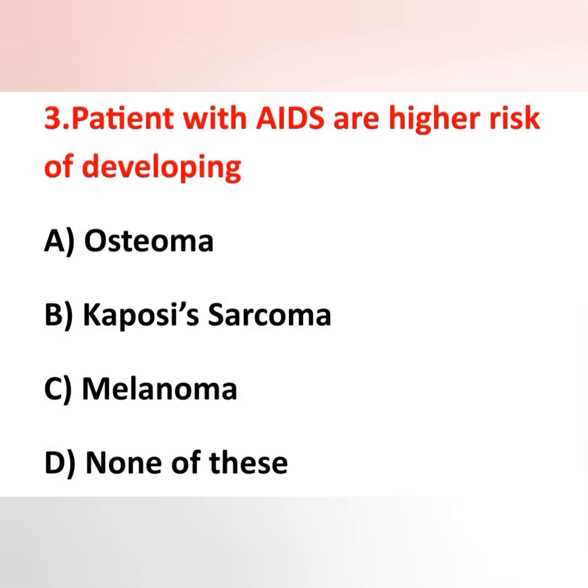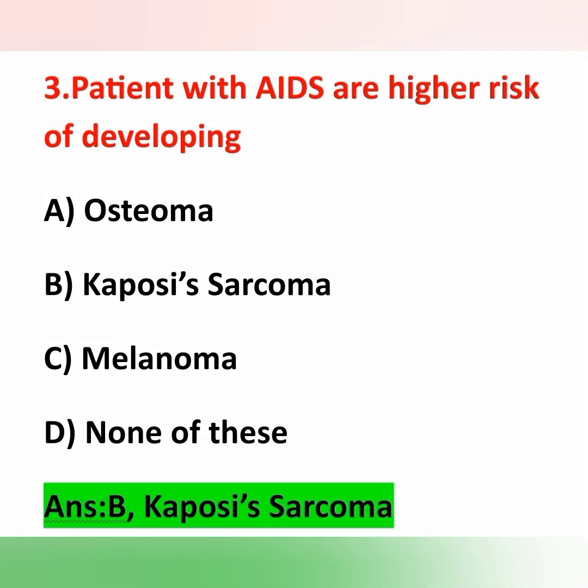Question number 3. Patients with AIDS are at higher risk of developing. Option A, osteoma. Option B, Kaposi's sarcoma. Option C, melanoma. Option D, none of this. Question is, patients with AIDS are at higher risk of developing Kaposi's sarcoma. Option B is the correct answer.